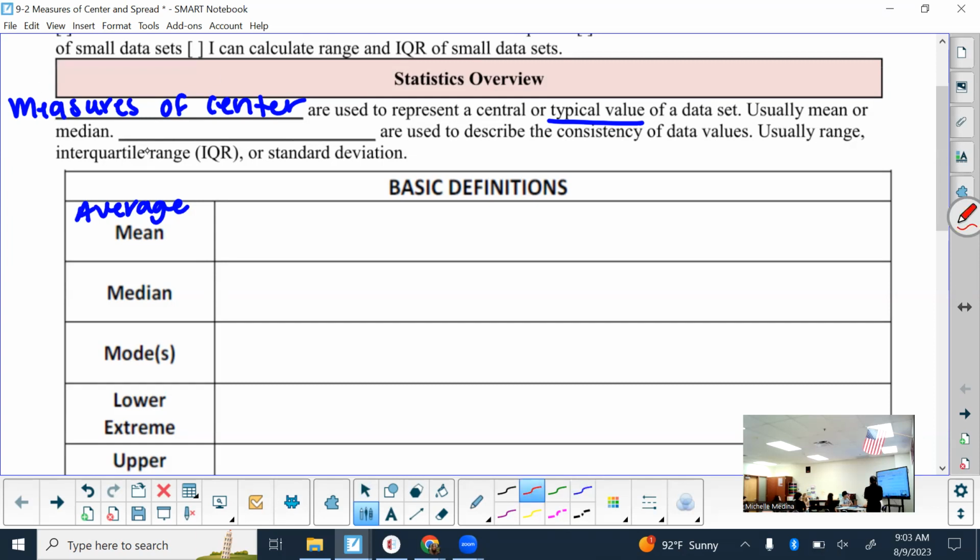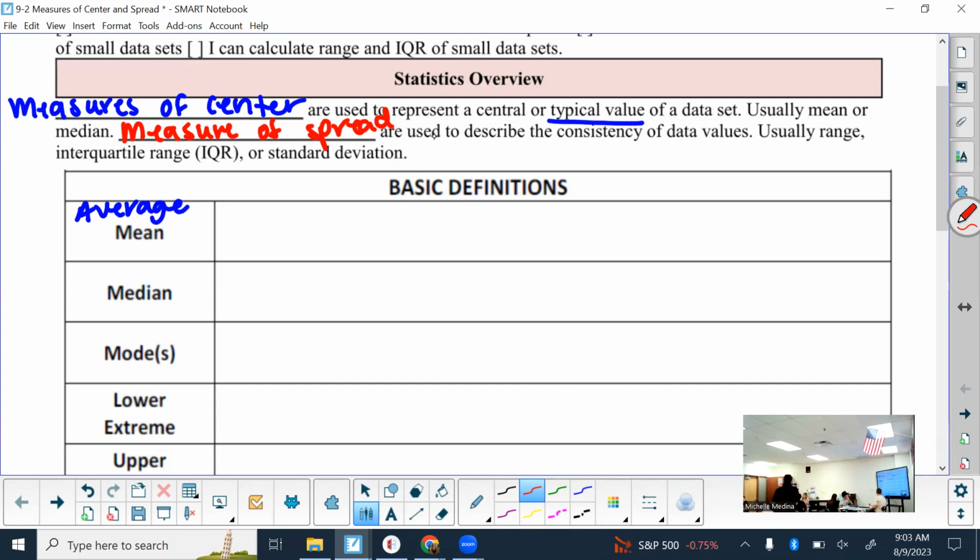Opposite of that would be measures of spread. So measures of center, and then this one's measures of spread. So measures of spread are used to describe the consistency of the data values, really like how spread out they are. Like range, interquartile range, or standard deviation.